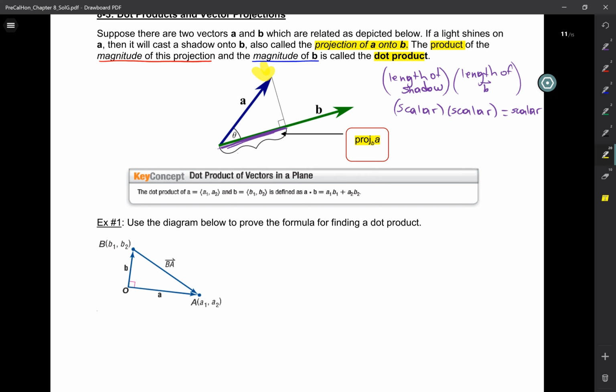It's actually a lot simpler mathematically than it is conceptually, because mathematically, how do we find A dot B? If you have A in component form, and if you have B in component form, then it's just A1 B1 plus A2 B2. So we just multiply the numbers by each other. Okay? Yeah. Question?